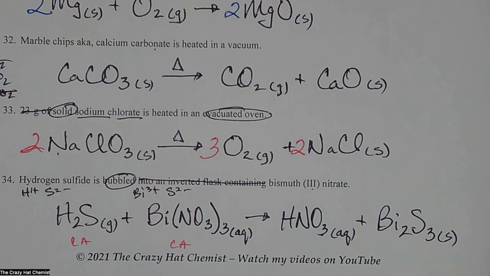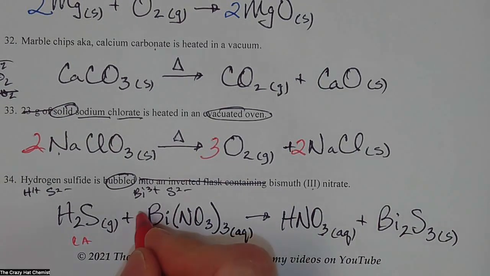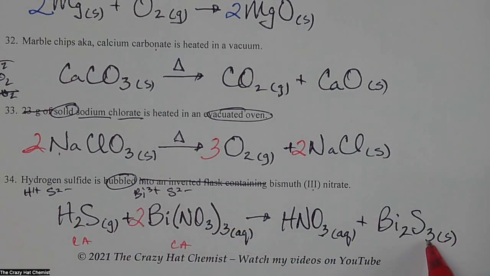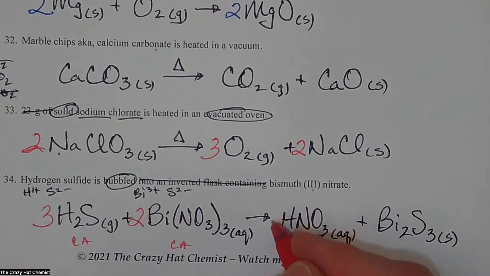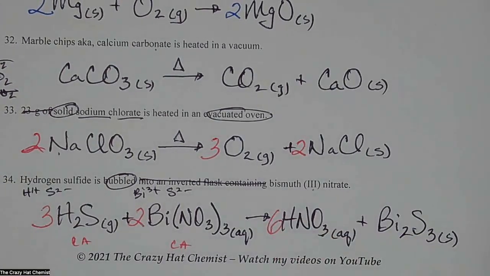What I would do for this one is I have 2 bismuth, 2 bismuth. 3 sulfurs, 3 sulfurs. Okay, and now we can look at the hydrogens. That would probably be the easiest thing because I only have 1 over here. I have none in this formula, none in this formula. All the hydrogens are here. 3 times 2, that's 6. I'm going to put a 6 right there in front of that nitric acid. All right, cool.